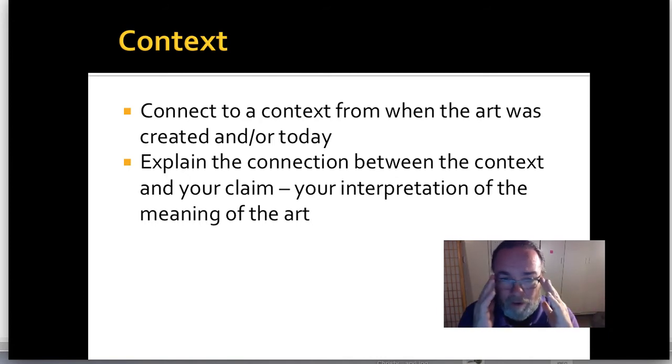Now, I said that as if it's a separate thing, but actually context can appear anywhere in your analytical paragraph. And if you'll notice the sample I've given you, it actually appears in multiple places. But what we want to do is explain to readers the relationship between the context we're sharing and what we are saying in our claim.